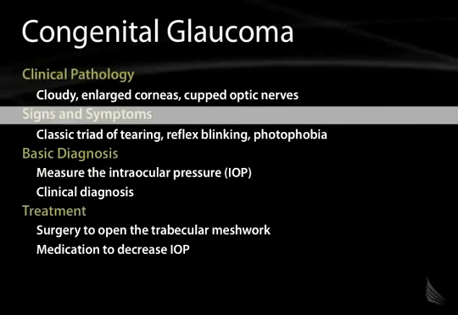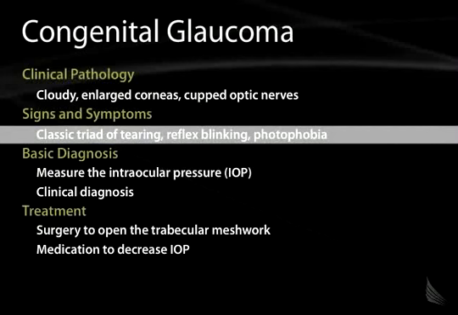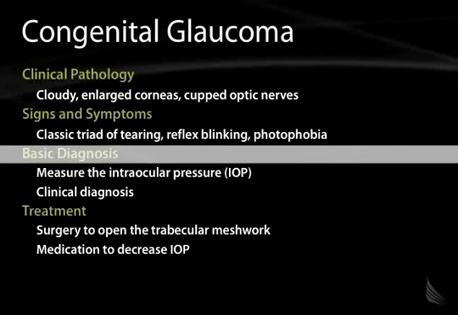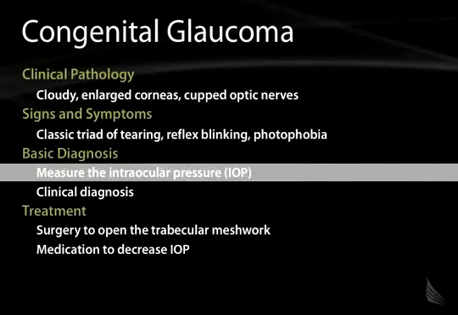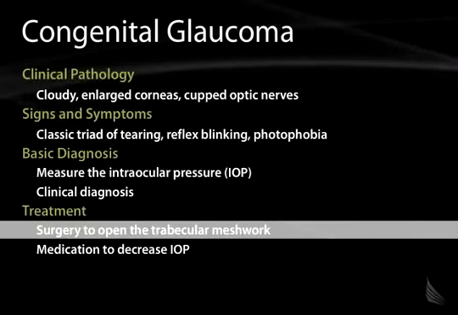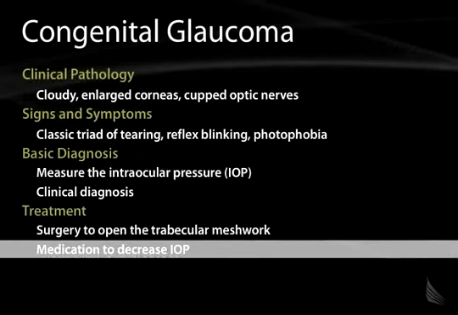Signs and symptoms of congenital glaucoma are the classic triad of tearing, reflex blinking, or photophobia. The basic diagnosis is based on the cloudy cornea at birth and measurement of the intraocular pressure. Treatment often involves surgery to lower the pressure and medication also to lower the pressure inside the eye.